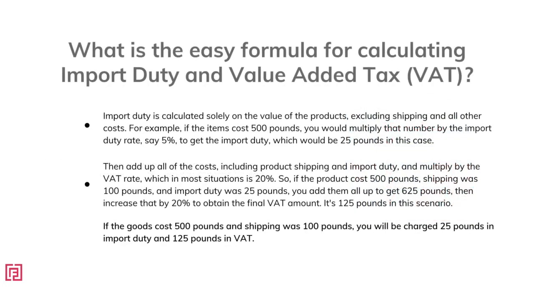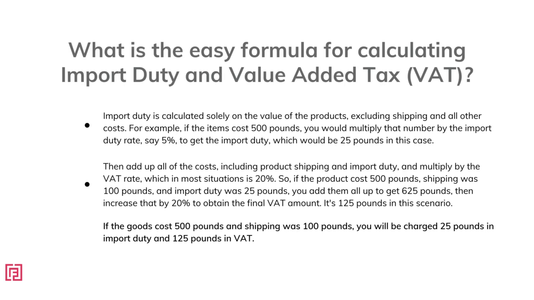What is the easy formula for calculating import duty and value-added tax or VAT? Import duty is calculated solely on the value of the products, excluding shipping and all other costs. For example, if the items cost £500, you would multiply that number by the import duty rate, say 5%, to get the import duty, which would be £25 in this case. Then add up all of the costs, including product, shipping and import duty, and multiply by the VAT rate, which in most situations is 20%.